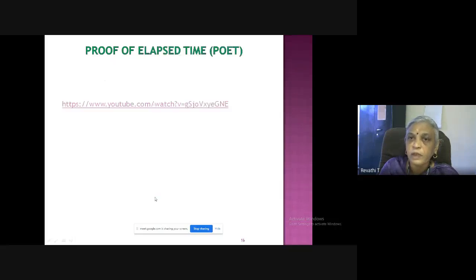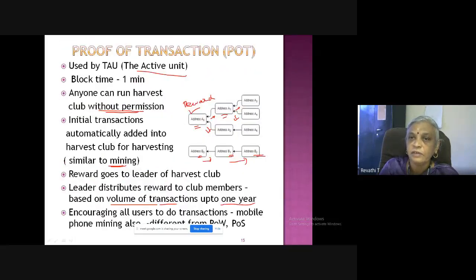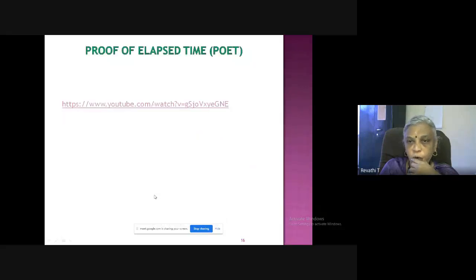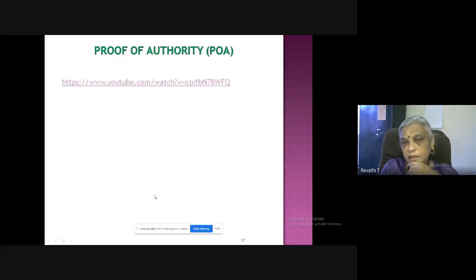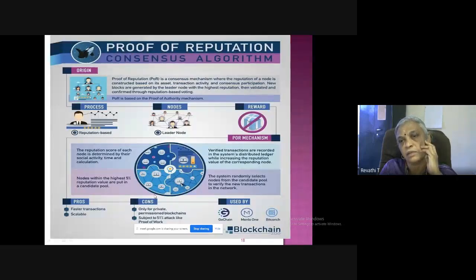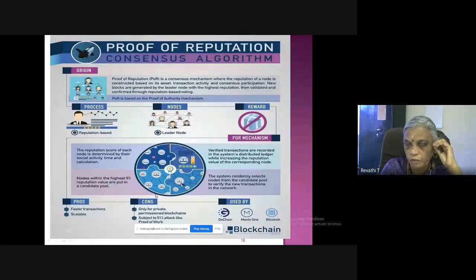So far I have seen proof of transaction, where all are encouraged to use by tau, and proof of elapsed time is given, and based on that the minimum time node will be selected, and proof of authority based on the trustworthiness we can select it, right? So the next protocol is called proof of reputation, POR.